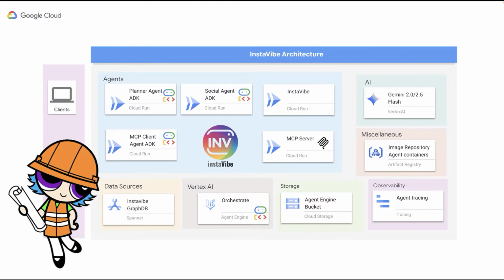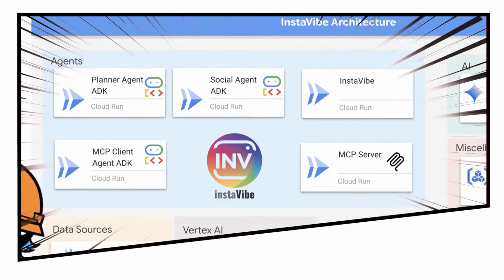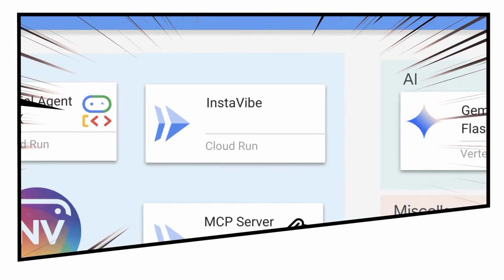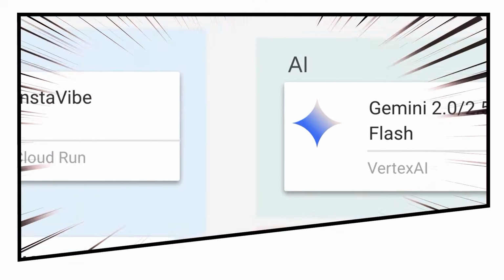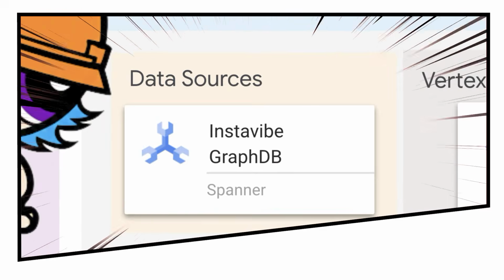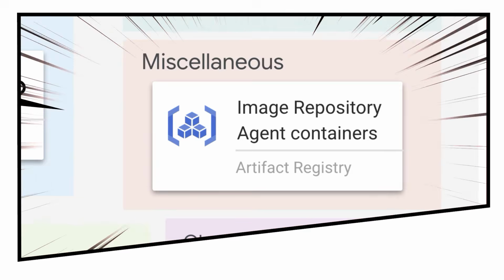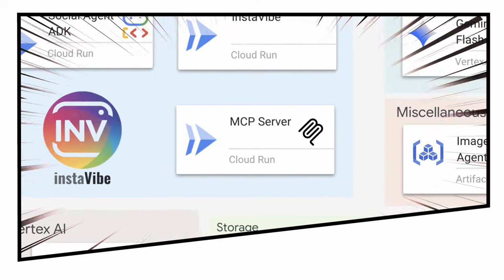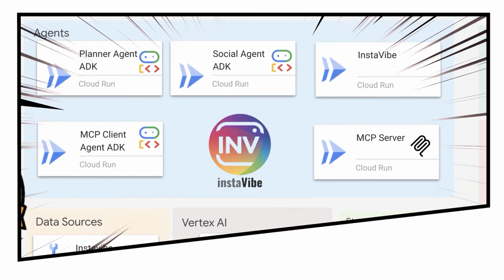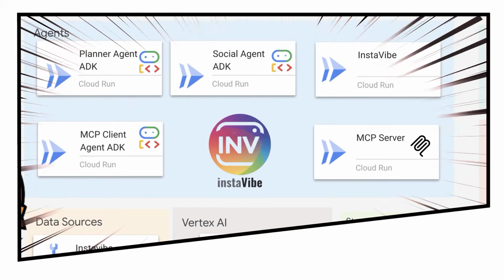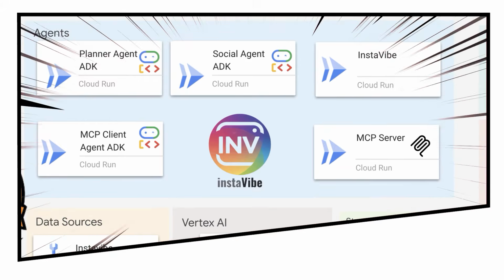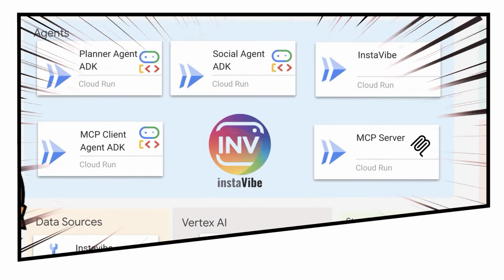To build this, we'll leverage several components within Google Cloud. I'll deploy all my agents on Cloud Run. We'll use Vertex AI for our model and Spanner for our graph database. We'll also use Artifact Registry to store the image, and Cloud Storage. On the software side, we'll be using Google Agent Development Kit, ADK, and A2A Python libraries, and also we'll talk about Model Context Protocol as well. All right, let's get started.